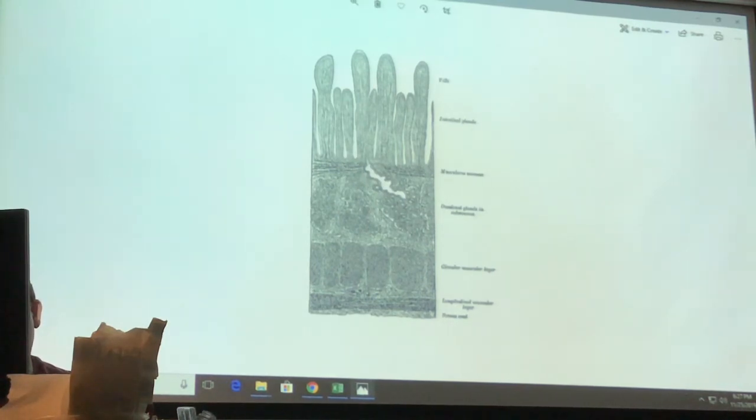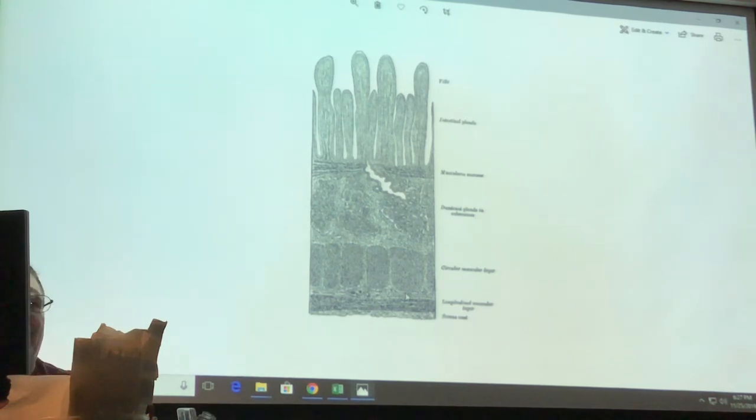So mucosa, submucosa. Note the duodenal glands throughout the submucosa. The duodenum. These are Brunner's glands. There's the muscularis layer, the circular, the longitudinal layer. Back down to two layers of smooth muscle in the muscularis externa, and then we have the serosa down here.